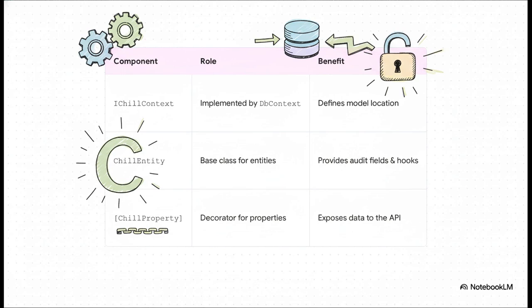Okay, so what's really incredible is how simple the foundation is. It really just boils down to 3 key pieces. First, your DB context implements an interface called IChillContext. This is basically you just telling ChillSharp where to find your models. Second, your entities inherit from a base class, ChillEntity, which gives you stuff like audit fields and lifecycle hooks right out of the box. And third, you just decorate the properties you want to show to the world with a ChillProperty attribute. That's it. That is the entire contract.